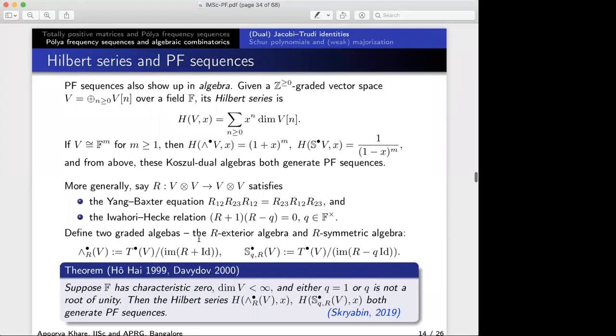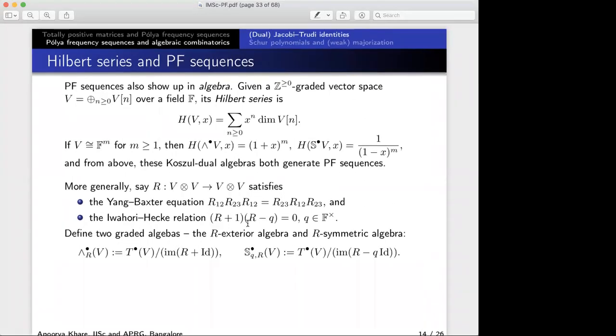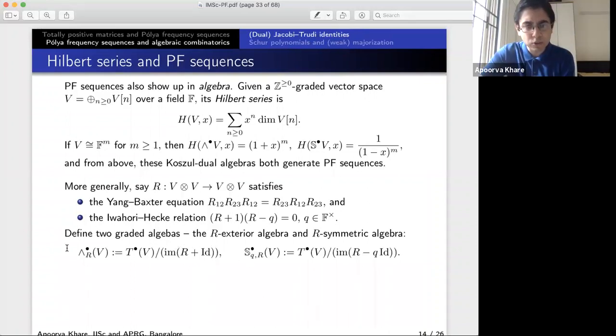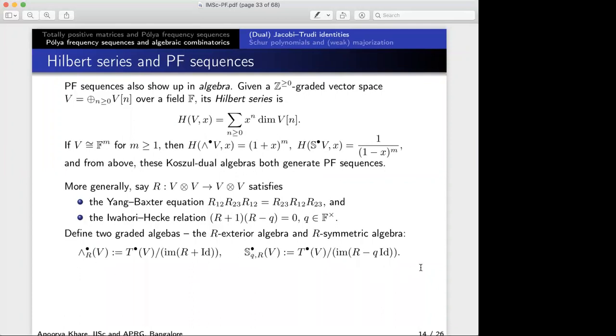In this setting, did you mean to have a q version of exterior on the left? No, it should be apparently just R. So that's why there is no q in the subscript here either. Only a subscript q here.